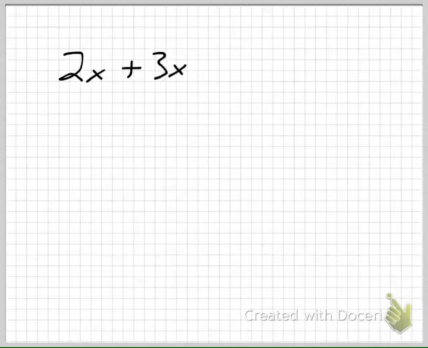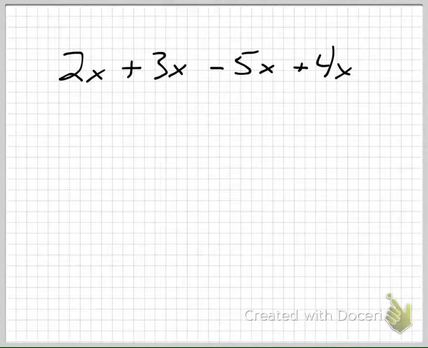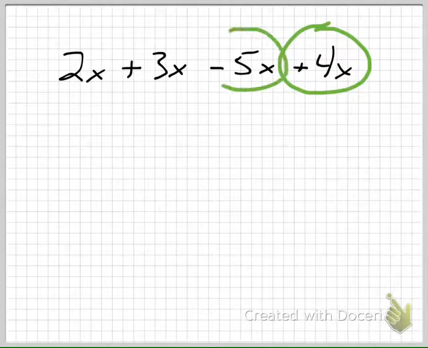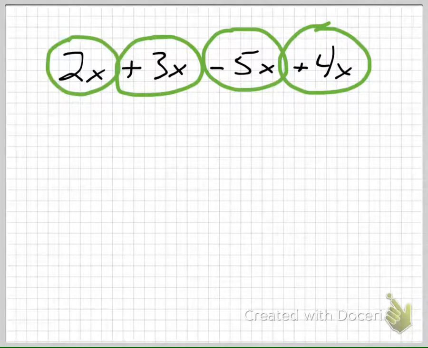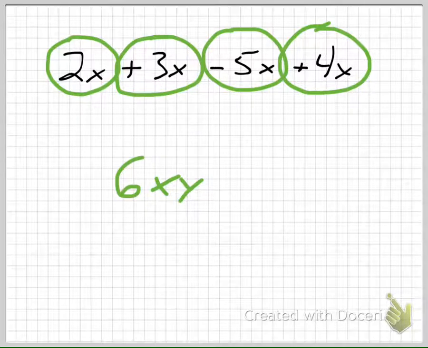If I have this, each one of these is a term. Terms are the number or the product of a number and a variable. If you see a number, like if I just have the number 5, that's a term. If I have 6m, that's a term. If I have 6xy, that's a term. Okay? Terms are separated by a plus or a minus sign.